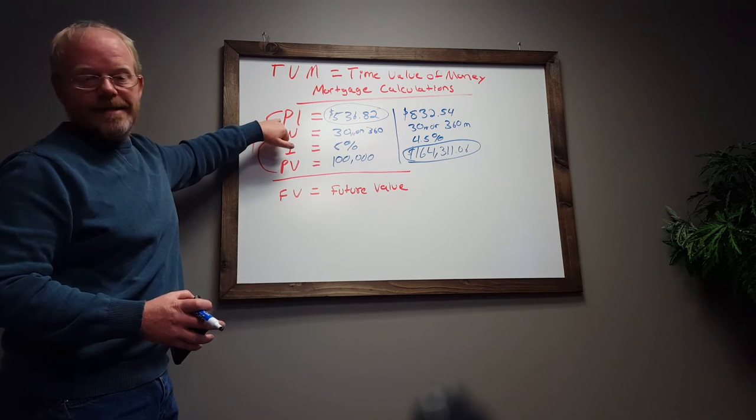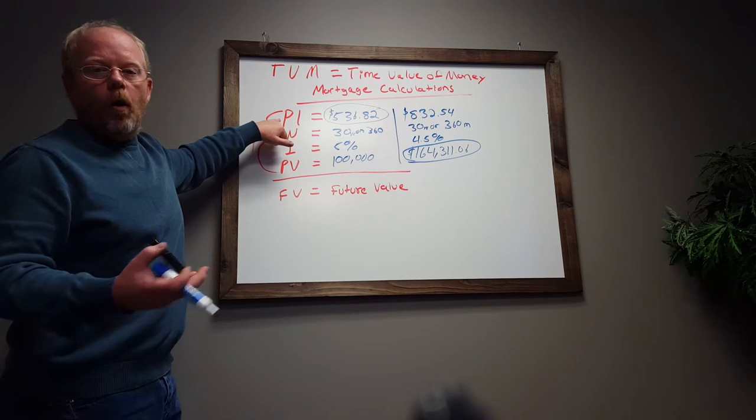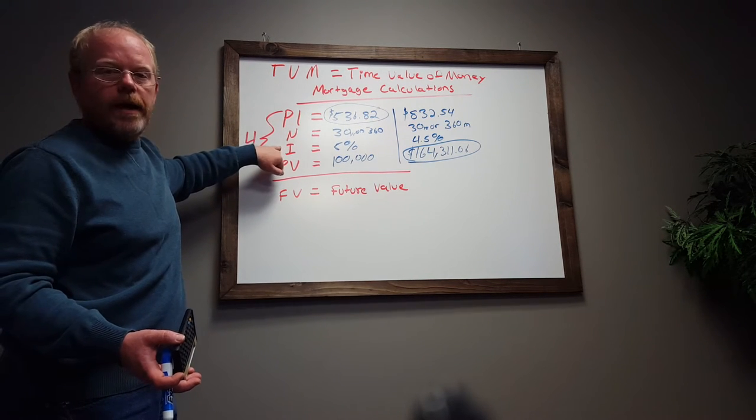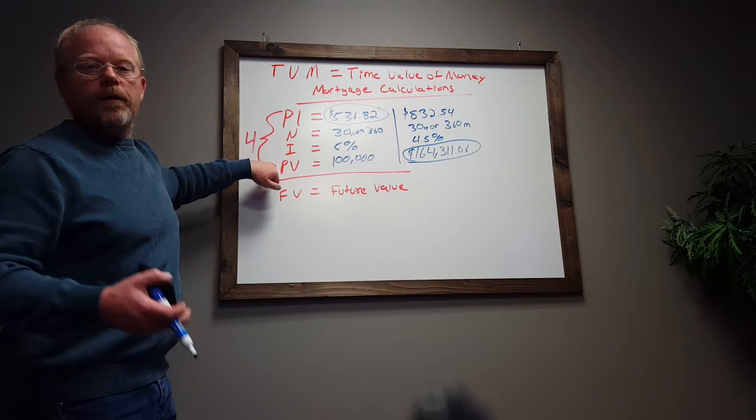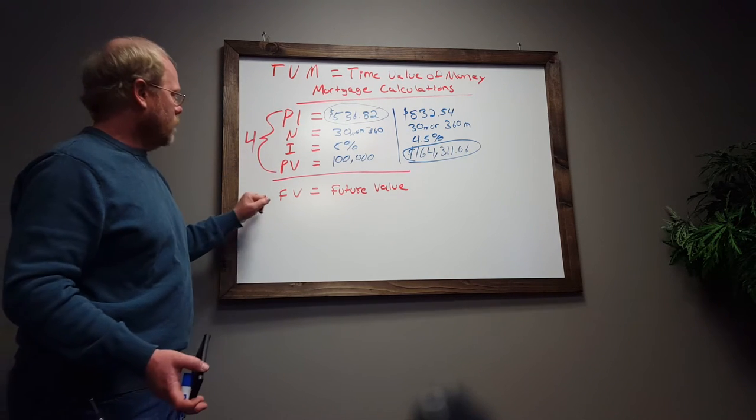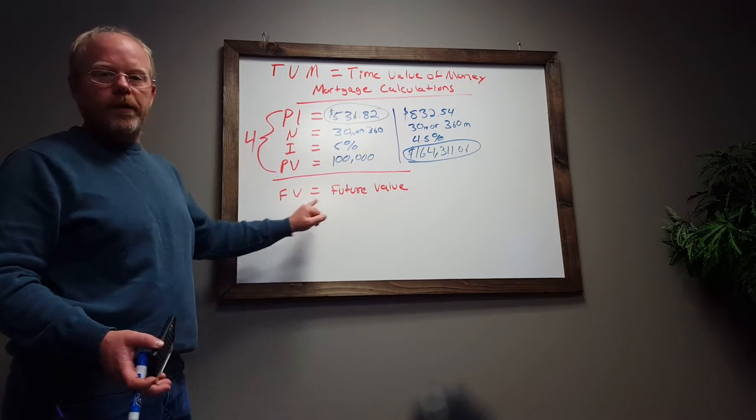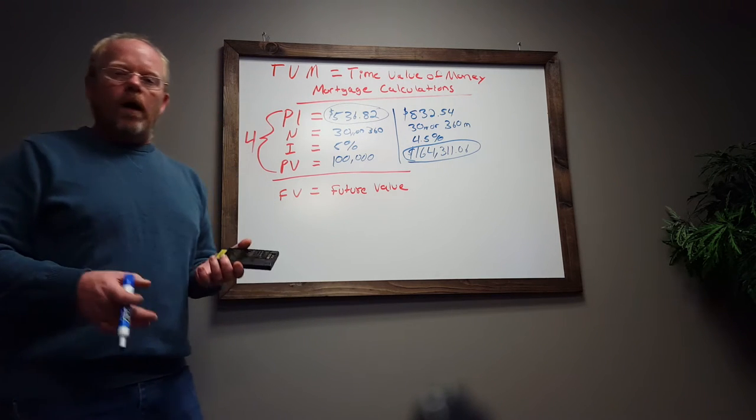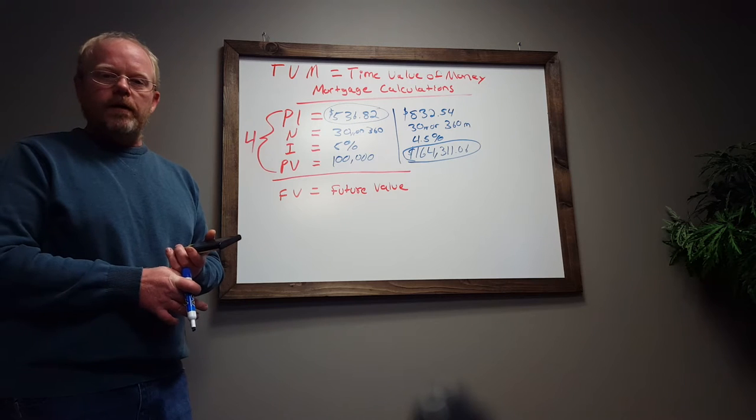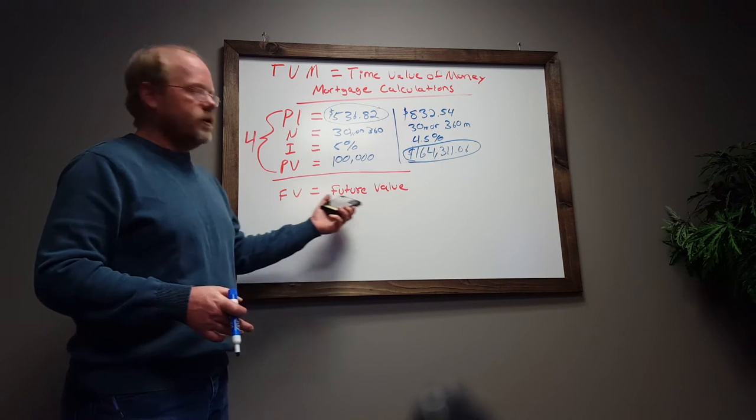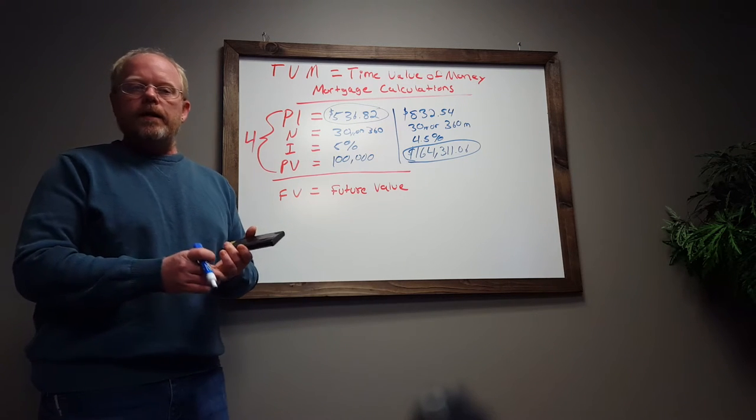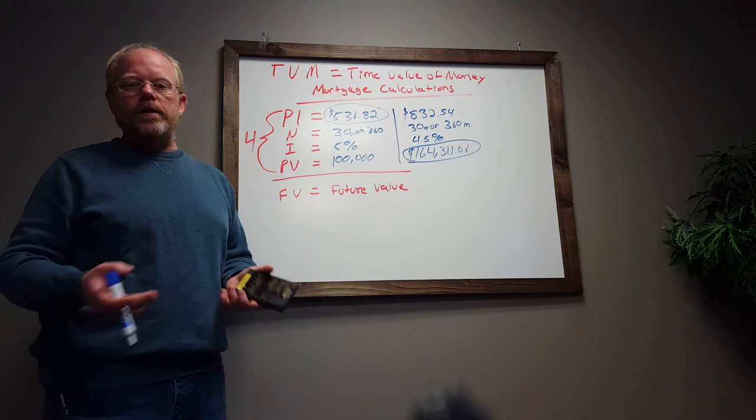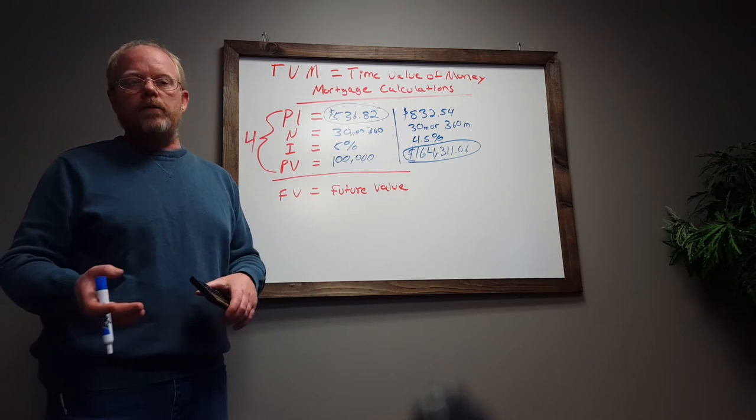P&I stands for principal and interest, or the mortgage payment. Then the number of payments, the interest rate, and the present value, or the mortgage balance. There's another one, the FV, the future value. What would you need to know future value for? Well, if you're going to put a balloon payment in the mortgage, that would be the future value. Or let's say 3 years down the road, they want to know the payoff, the current standing balance of the mortgage.